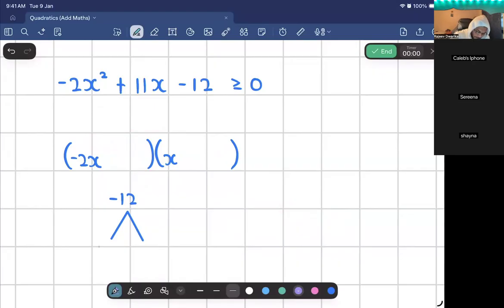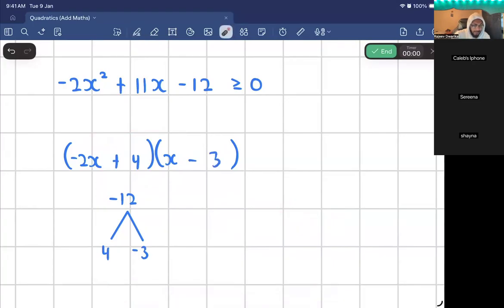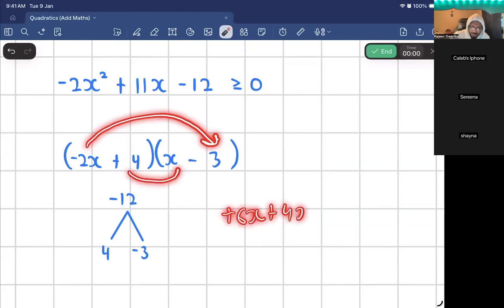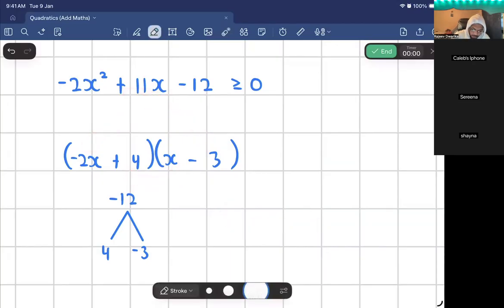4 by minus 3. Okay, 4 by minus 3. Let's try that. I'm going to skip ahead to the x terms. So minus 2x by minus 3 is? 6x. A negative by negative is positive, right? And then we have 4 by x, that's 4x. Would 6x plus 4x give us back 11x? No, it wouldn't. So maybe I could switch the order and see what happens.